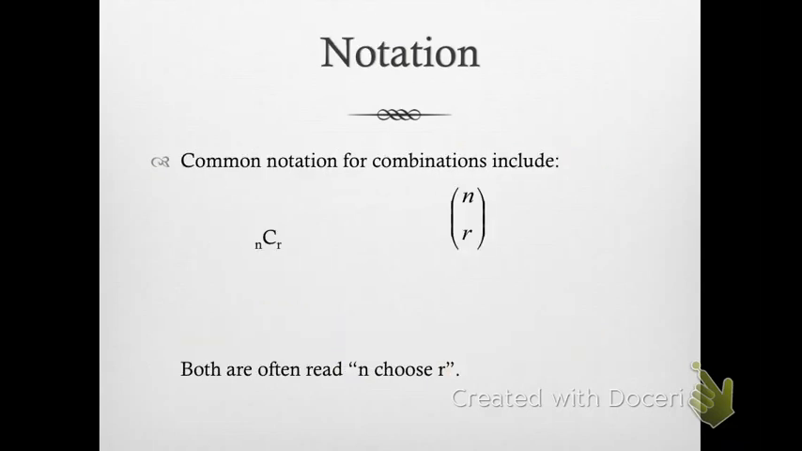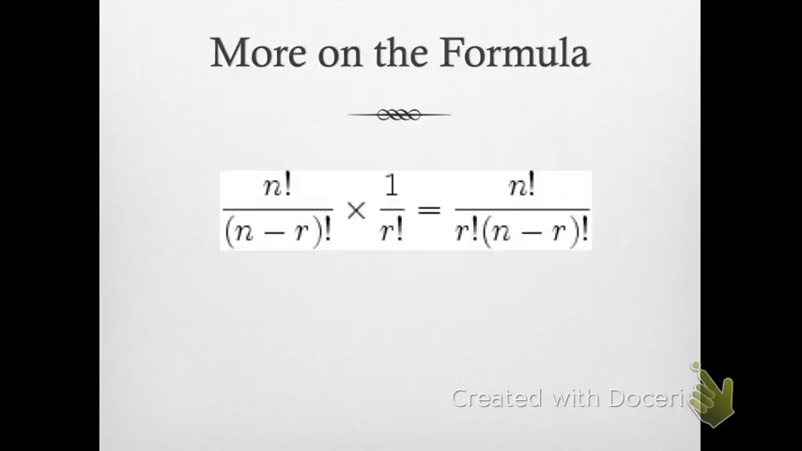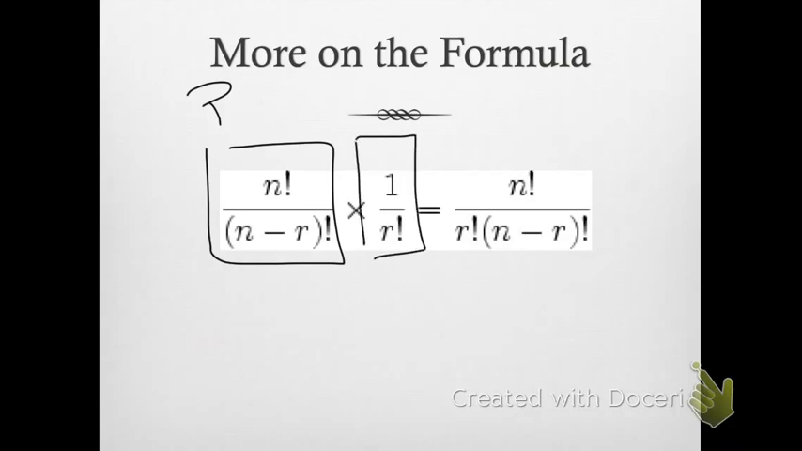Quick note about the notation: it could be written either way. We could write it the way that you've seen more often in these PowerPoints, or we could write it stacked on top of each other. Either way, it's read n choose r. So just a quick note about the formula. We know this is the permutation formula, and we're basically dividing by r factorial again.